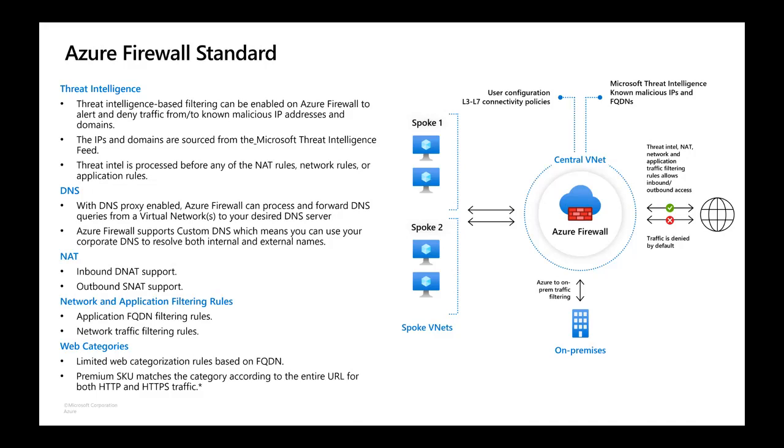With Standard, you also have network and application filtering rules. The network traffic filtering rules can filter traffic based on the source IP addresses, destination IP addresses, and also based on the ports. You also have application rules where you can do the same filtering based on FQDNs. With Standard, you also have web categorization, although this is limited to only the FQDN. So with this one, you're not able to match the entire URL, which is supported in Premium.